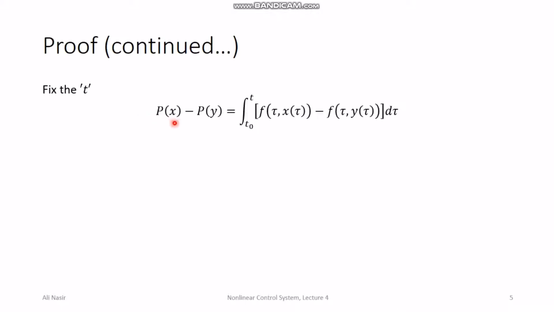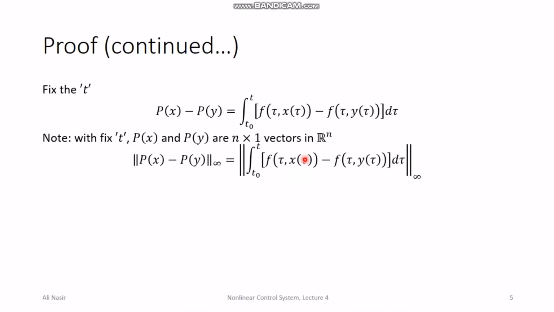So if you fix the value of t, P of x of t becomes simply P of x, P of y, the t is now fixed, and this is the integral from t naught. So if you subtract P of x minus P of y, x naught will cancel out because it is a constant, the same in both P of x and P of y. The only thing that will remain is the integral of f of x minus f of y. Note that with fixed t, Px and Py are just n cross 1 vectors. They are not functions of time.